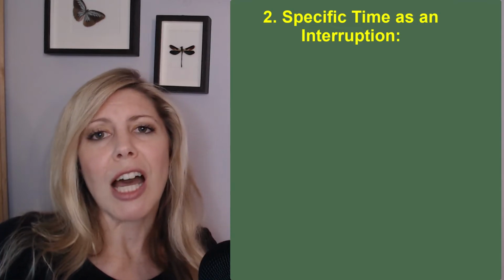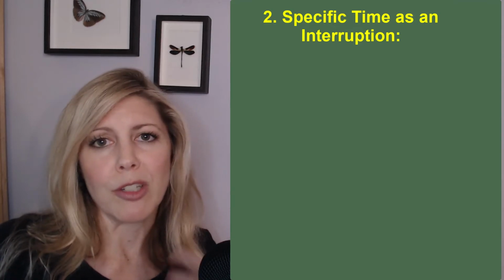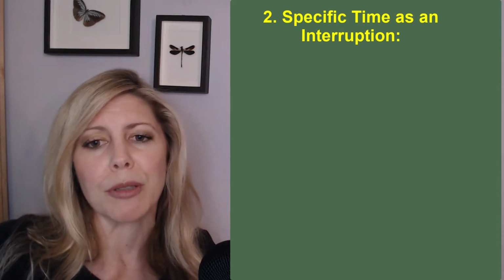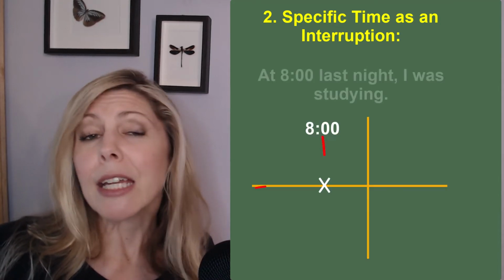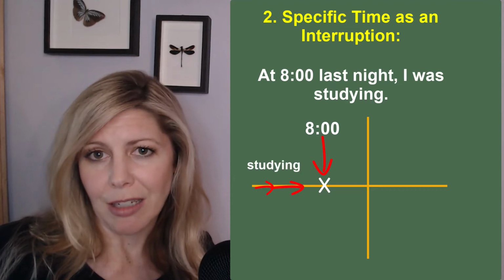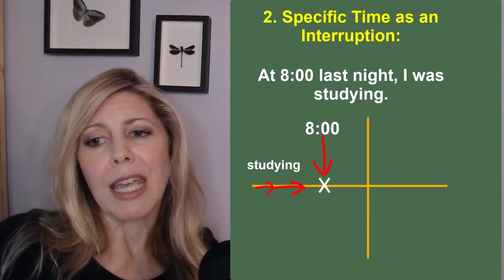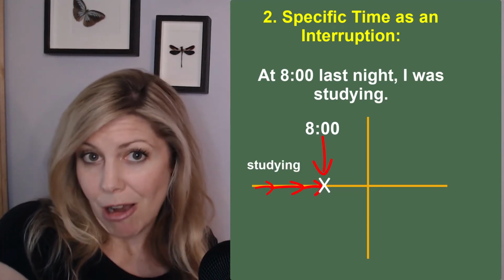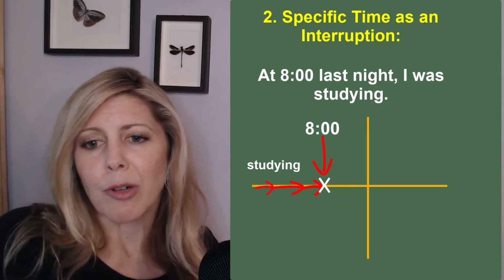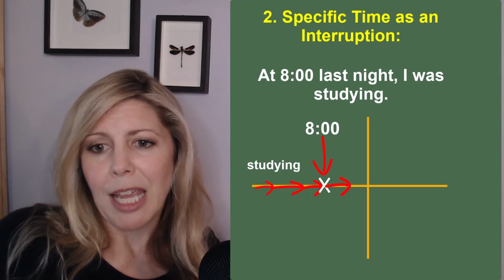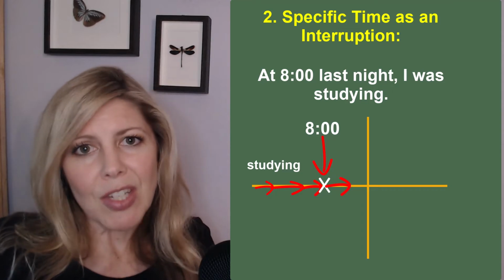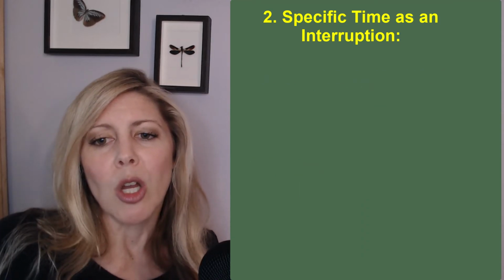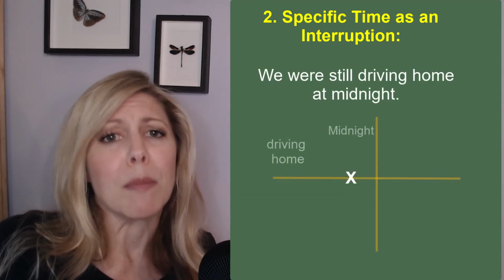Specific time as an interruption. We use specific time as the interrupter. For example, at 8 o'clock last night, I was studying. So my studying began before 8 o'clock, and it was in progress at that time, at 8 o'clock, and it probably continued. Another one, we were still driving home at midnight.